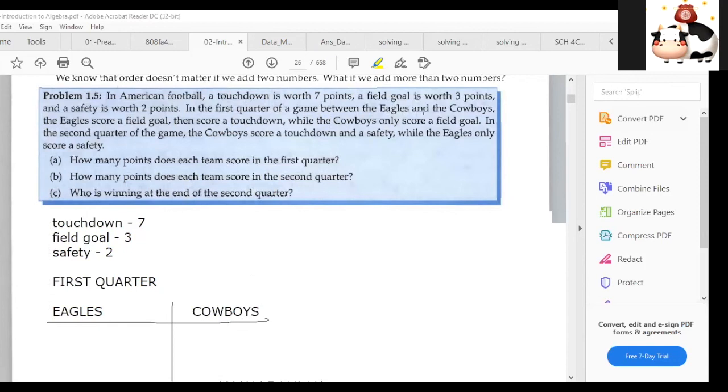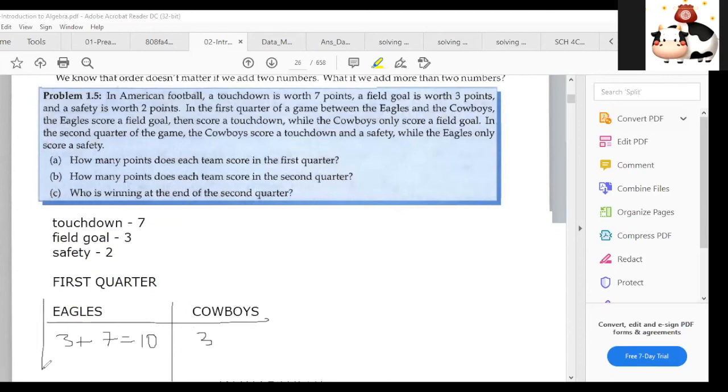In the first quarter of a game between the Eagles and the Cowboys, the Eagles score a field goal, then score a touchdown. So how many points is that, people? Amazing, that's right. A field goal is 3 points, but then they scored a touchdown, so they got 10 points in the first quarter for the Eagles, okay? And then the Cowboys only score a field goal. So how many points did they get? They only got 3, okay?